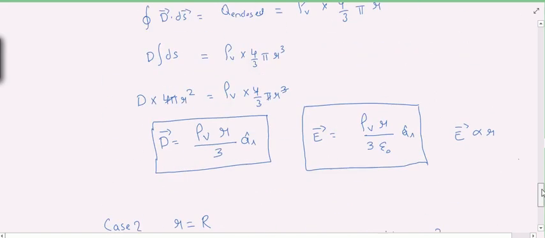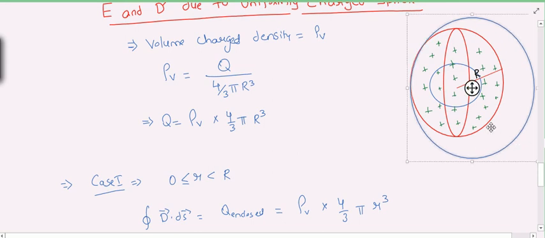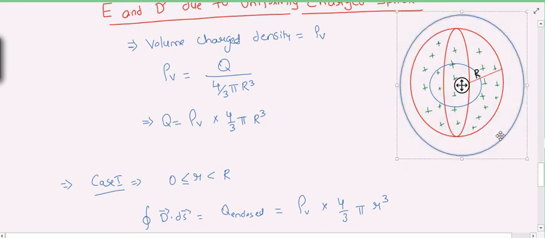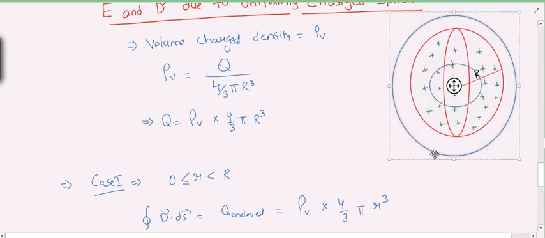ठीक है, अब दूसरा चीज, मतलब तीसरा केस, for the Gaussian surface, if I consider Gaussian surface outside this sphere, यानी कि इससे बड़ा स्फीयर हम कंसीडर करेंगे. So let us say this is my Gaussian surface now. This is my Gaussian surface having radius small r.